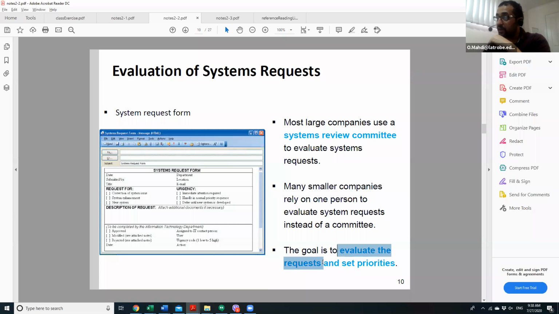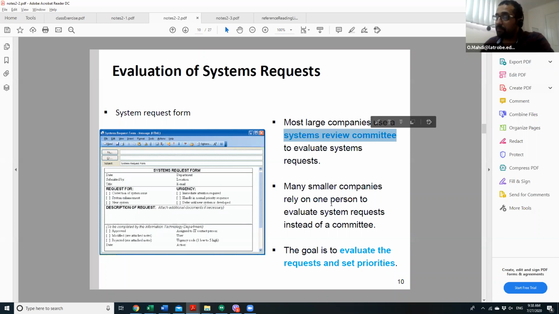So they evaluate your request and set priorities. They will make a decision whether to proceed with your request or not, to proceed with developing, for example, the project that you're asking for or not. So this is what we call the system review committee, especially in big-name companies, as we said, Apple, Samsung.